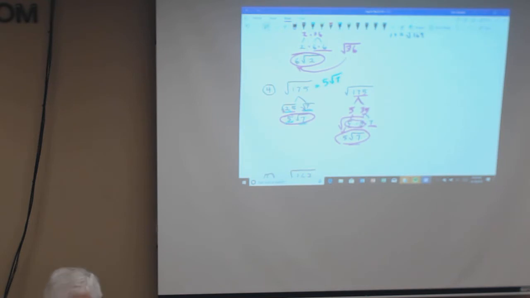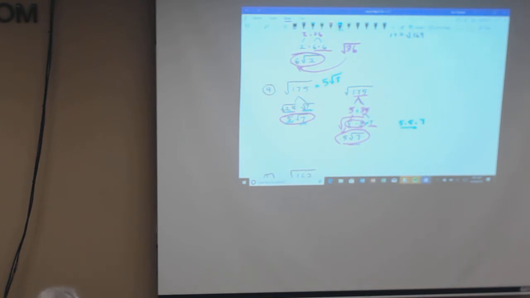Now, I did it another way, just to show you. What if I don't see those perfect squares in there? Don't worry about it. If I say, hey, 175, I can divide it by 5, then I get 5 times 35. Then 35 becomes 5 times 7. So now what I have here is 5 times 5 times 7. But what's 5 times 5?